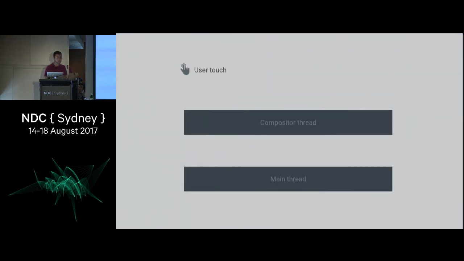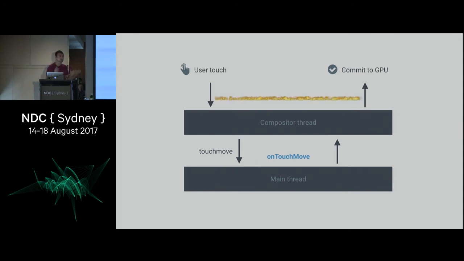Let's say your user touches something on the page. This is going to go to the compositor thread, which is then going to trigger the touch move. And then we call the onTouchMove event that you provided. This is the callback function that you provided. Let's say this is going to take about 50 milliseconds. After this runs, the compositor thread is finally going to commit it to the GPU. So it takes about 60 milliseconds from the user touch to the commit to the GPU. And during this entire time, scrolling is blocked.